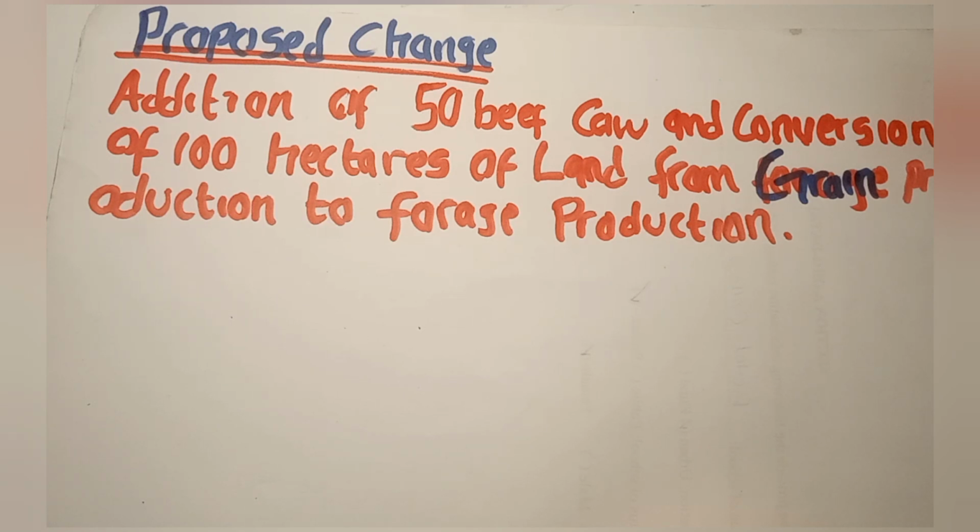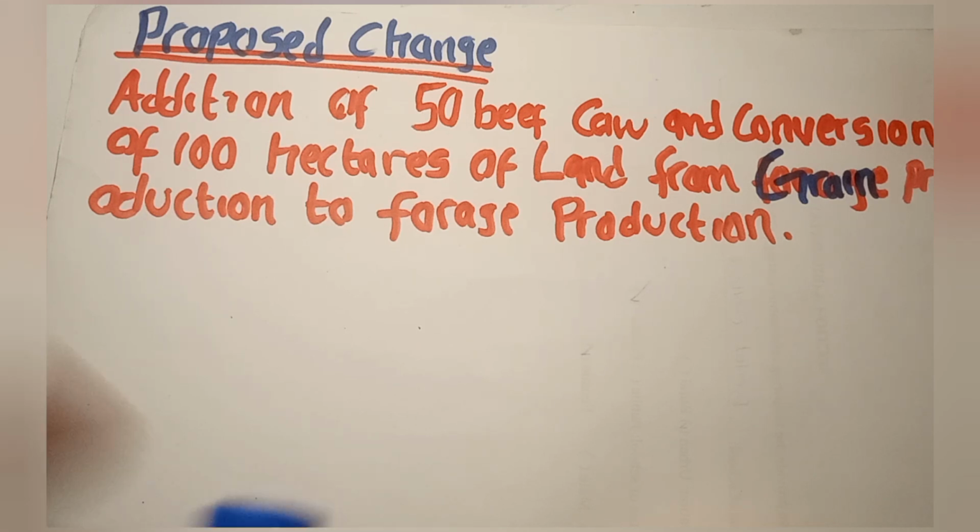As a result of making a change in his enterprise, the cost that is going to be incurred is known as what? Additional cost. Now, this additional cost is divided into fixed cost or variable cost. Don't worry, I'm going to be explaining that. Now, let's proceed to reduced income.